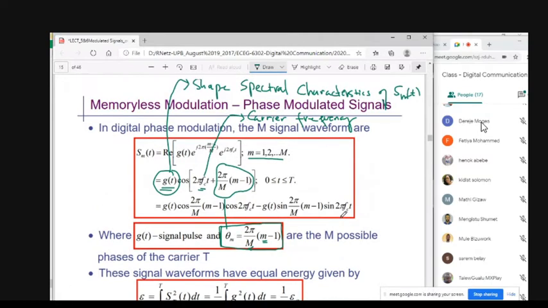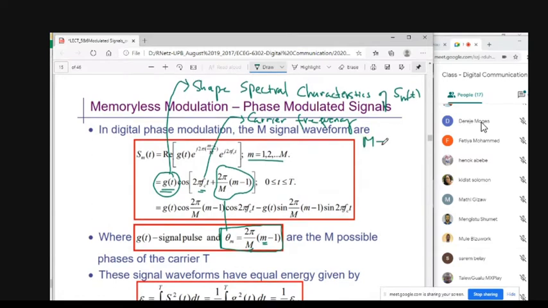Now, if we take as an example the case of M equal to 2, which is a binary modulation, then we have two values, theta_1 and theta_2.